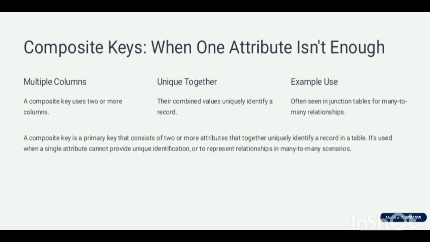Sometimes a single column is not enough. Enter composite keys, a combination of two or more columns that together uniquely identify a record. Use cases include junction tables in many to many relationships. For example, a student course table might have student ID and course ID as its composite primary key. Together, they ensure a student can enroll in a course only once.